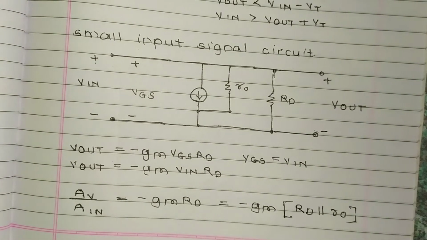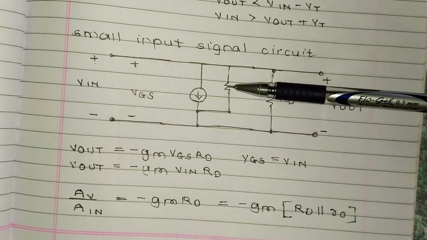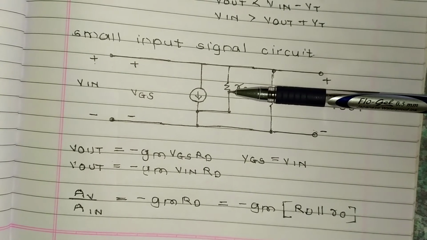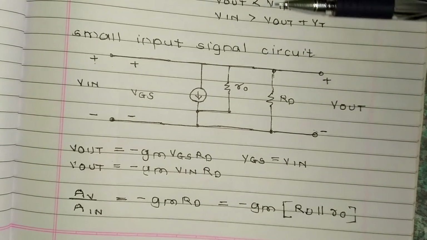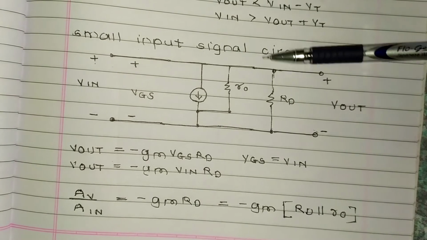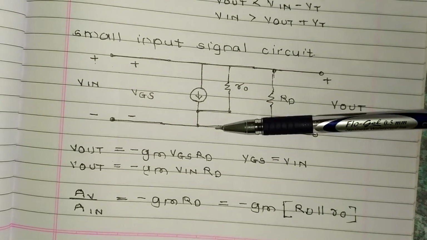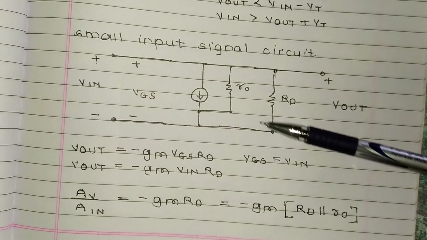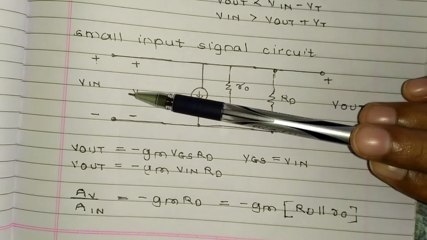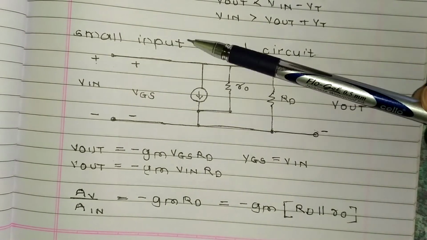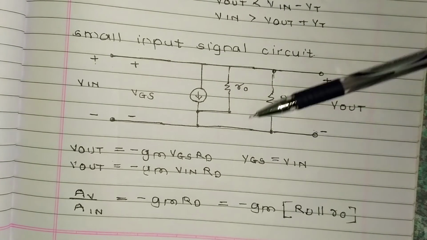Now this is the small input signal circuit. So the small signal circuit for that common source stage with resistive load is this. So Vout is equal to minus gm, where gm is the transconductance, times VGS times RD. So this is VGS and this is RD. As VGS is equal to Vin, that is, gate to source voltage is equal to Vin, so minus gm into VGS into RD.